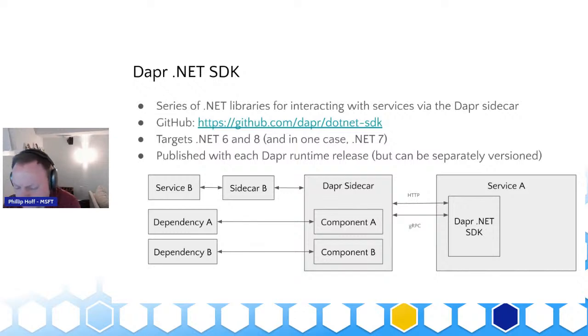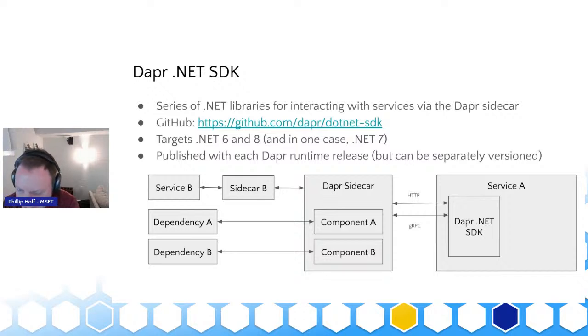Again, either over HTTP or gRPC, depending on how it's configured. Service B then responds, and then the response goes back through the series of sidecars back to service A, and then service A manages it. So there's a lot of indirection, but that's all hidden from you when you're using the SDK.